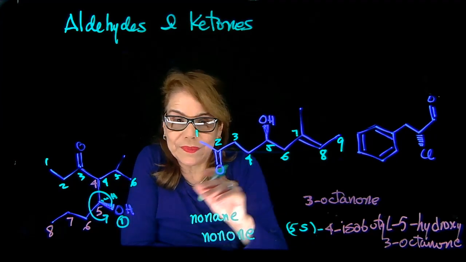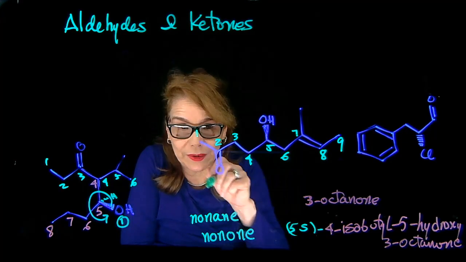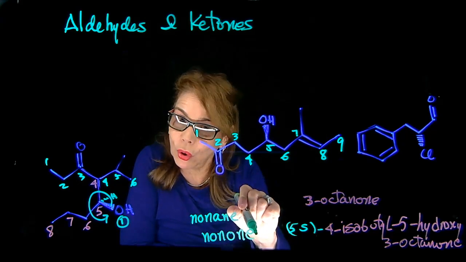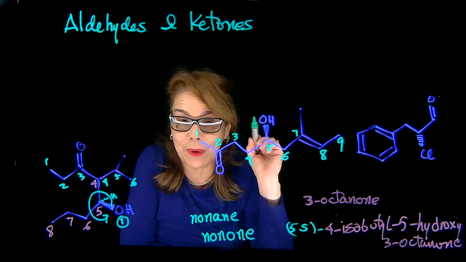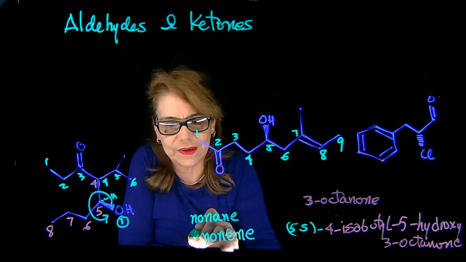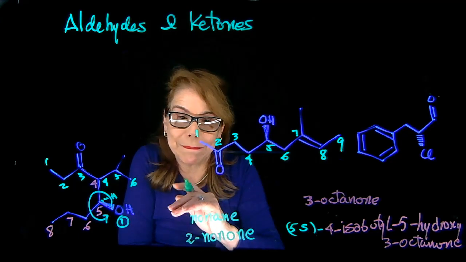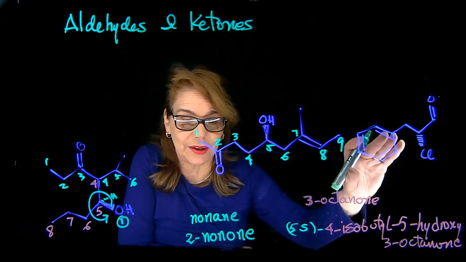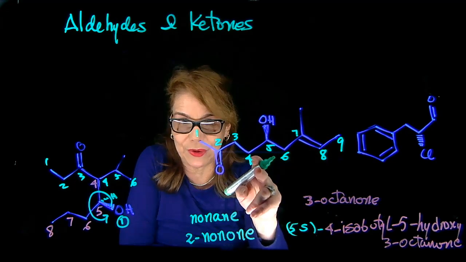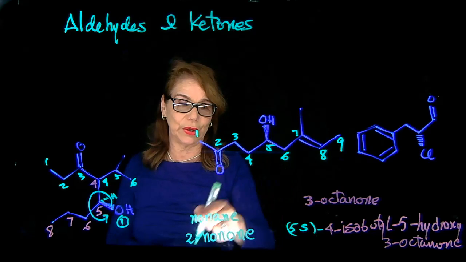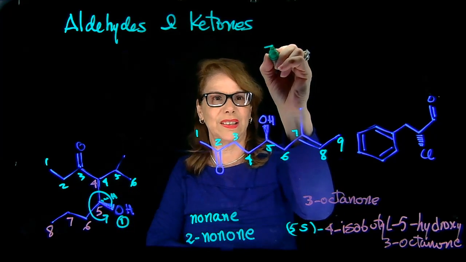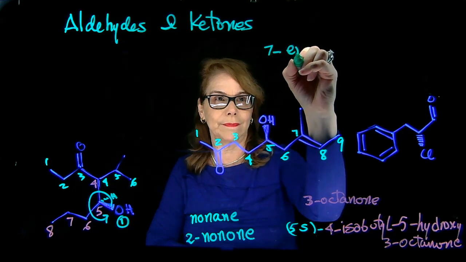Okay, so the alkane with 9 carbons is nonane, but it's nonanone if it is a ketone. But where is it? The ketone is in carbon 2. We say 2 here, but this is without including any other functional group. Here we have an alkene and we have an OH, so I am going to include them in the name. Notice that the alkene starts at 7.